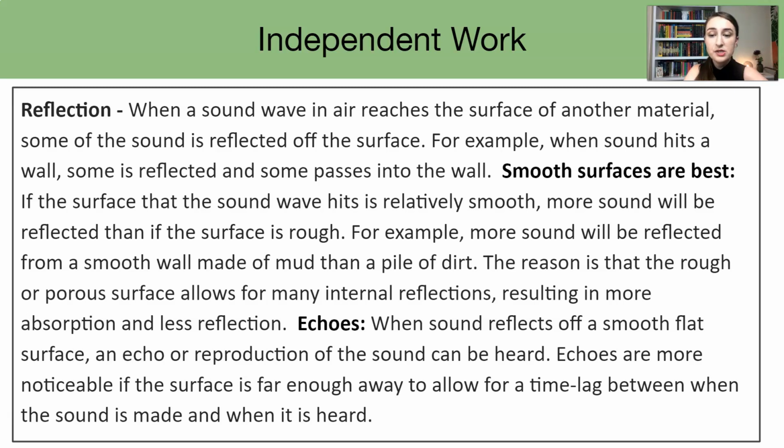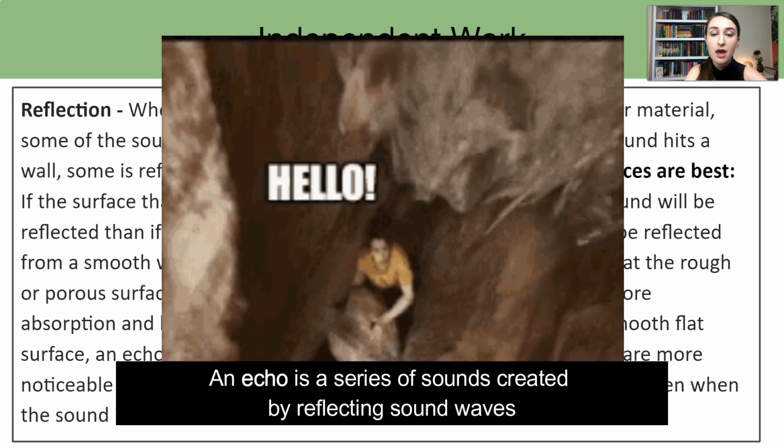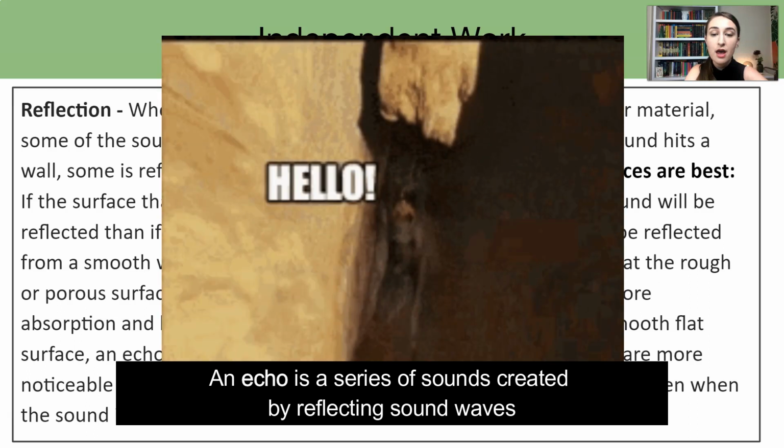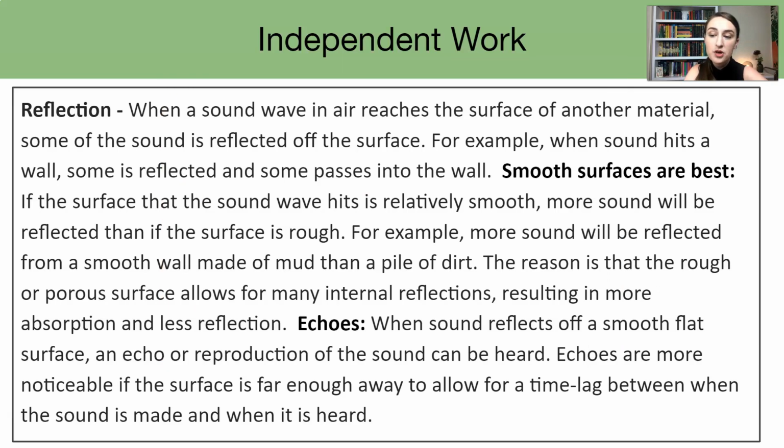The reason is that the rough or porous surface allows for many internal reflections, resulting in more absorption and less reflection. Echoes. When sound reflects off a smooth, flat surface, an echo or reproduction of the sound can be heard. Echoes are more noticeable if the surface is far enough away to allow for a time lag between when the sound is made and when it is heard.